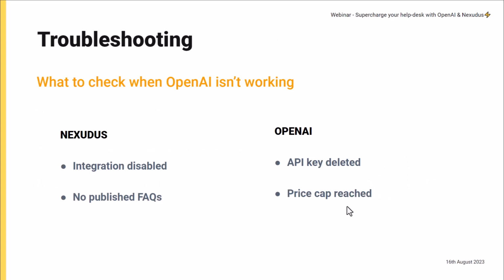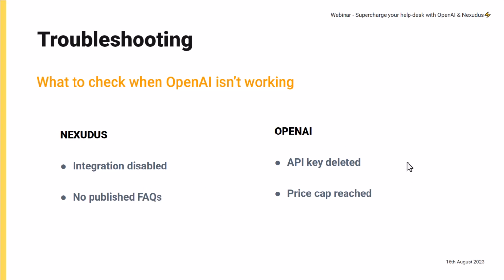Which takes me to the next point, which is troubleshooting and what to check when OpenAI isn't quite working as expected. The important thing here is to look at both sides, on the Nexodus side and on the OpenAI side. On the Nexodus side, the two main things that can go wrong are having your integration disabled, so maybe another admin disabled it by accident, or you disabled it. The other one would be to not have a published FAQ. So if you ever make an FAQ internal, or you forget to publish a new FAQ that you've put together, and you try to ask a question related to that, OpenAI won't be able to answer it. So those are the main two issues that you can have on the Nexodus side.